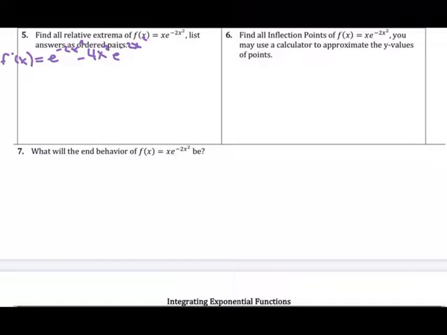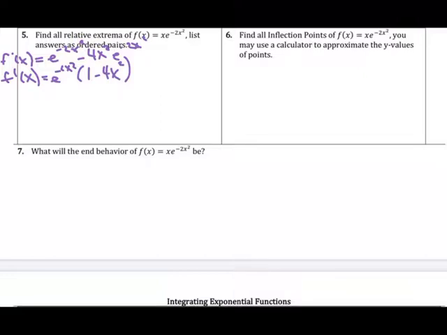So here's our first derivative, e to the negative 2x squared minus 4x squared, e to the negative 2x squared. You don't have to simplify this at all, but for me, when I'm trying to figure out where this is undefined or 0, this is going to be much easier to look at if I factor out e to the negative 2x squared.